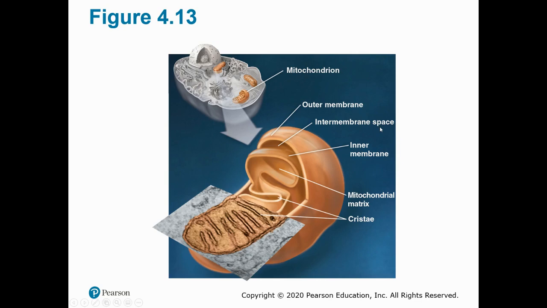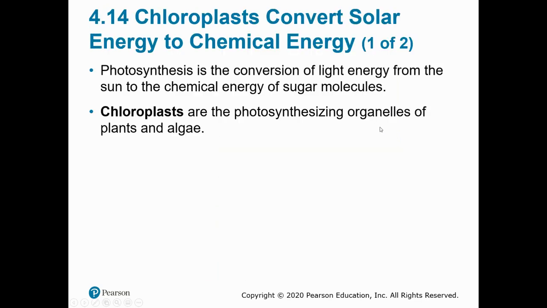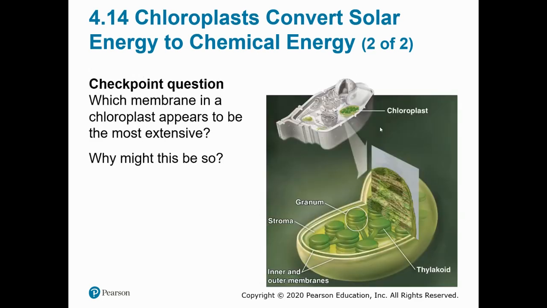The other organelle that's kind of like a mitochondrion is the chloroplast. It's the site of photosynthesis. This is what a chloroplast looks like. It also has a double membrane. It's also about the size of a bacterium. And it also has these stacks of membranes.